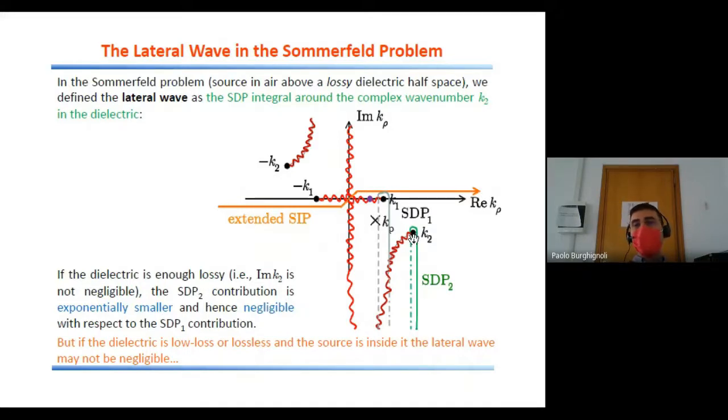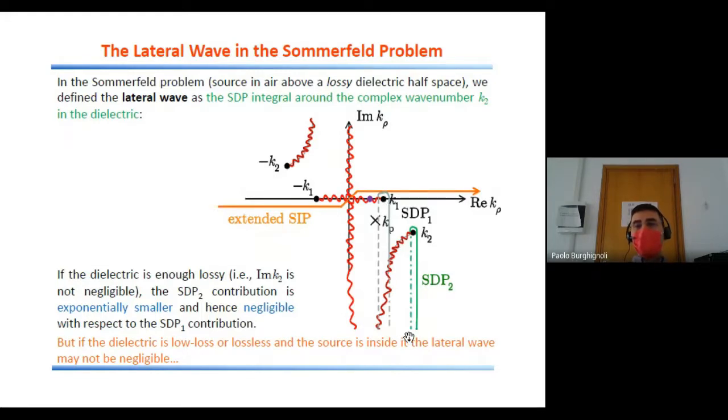That is because K2 lies somewhere in the fourth quadrant. So basically, the contribution due to the green path is negligible because it is of the order of an exponential in which there is an imaginary part of the wave number, so there is an attenuation. So this contribution is exponentially small with respect to SDP1.